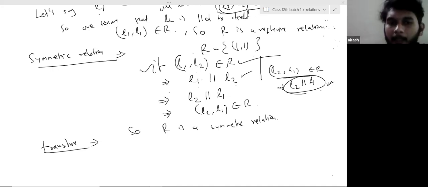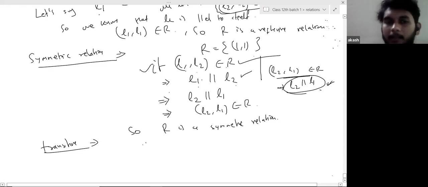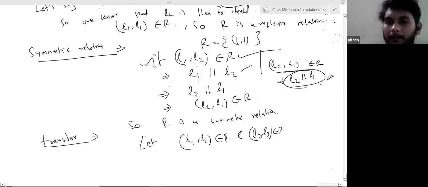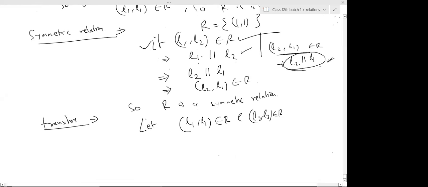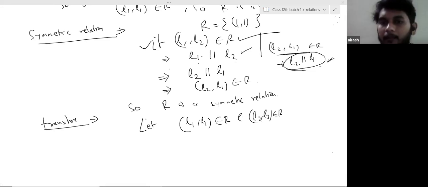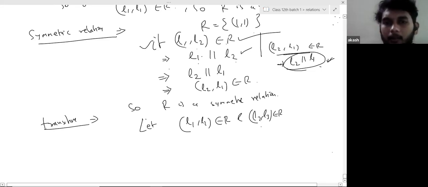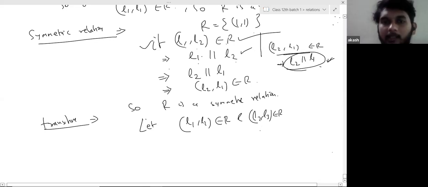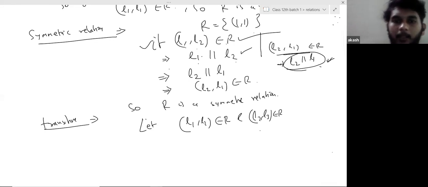Just write this. In this case, also assume that let L1, L2 belongs to R and L2, L3 belongs to R. This should be your first step. All right. Everyone, this is clear? Yes, sir. Sir, L3 is not there in the question, is it? No. We assume that L1, L2, and L3 are 3 lines on that plane. Oh, okay. Because the relation R is on all the lines on a plane, right? Set of all the lines. So we can assume as many lines as we want.